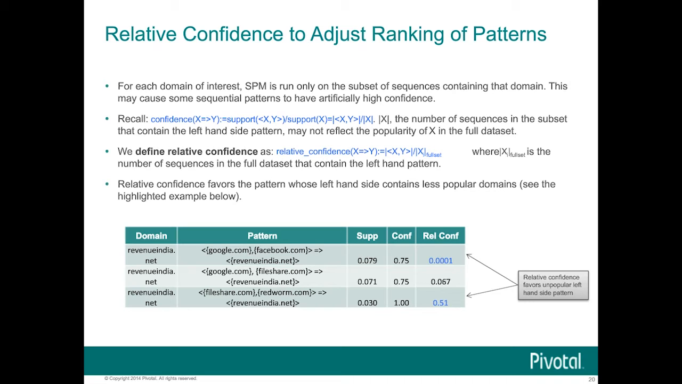So the main reason for doing this is to order the domains based on relative confidence. That is, the domains or the patterns with very high relative confidence will surface up at the top, and then we can filter out those patterns which have less relative confidence. So these patterns with high relative confidence would be probable watering hole attacks compared to the others.